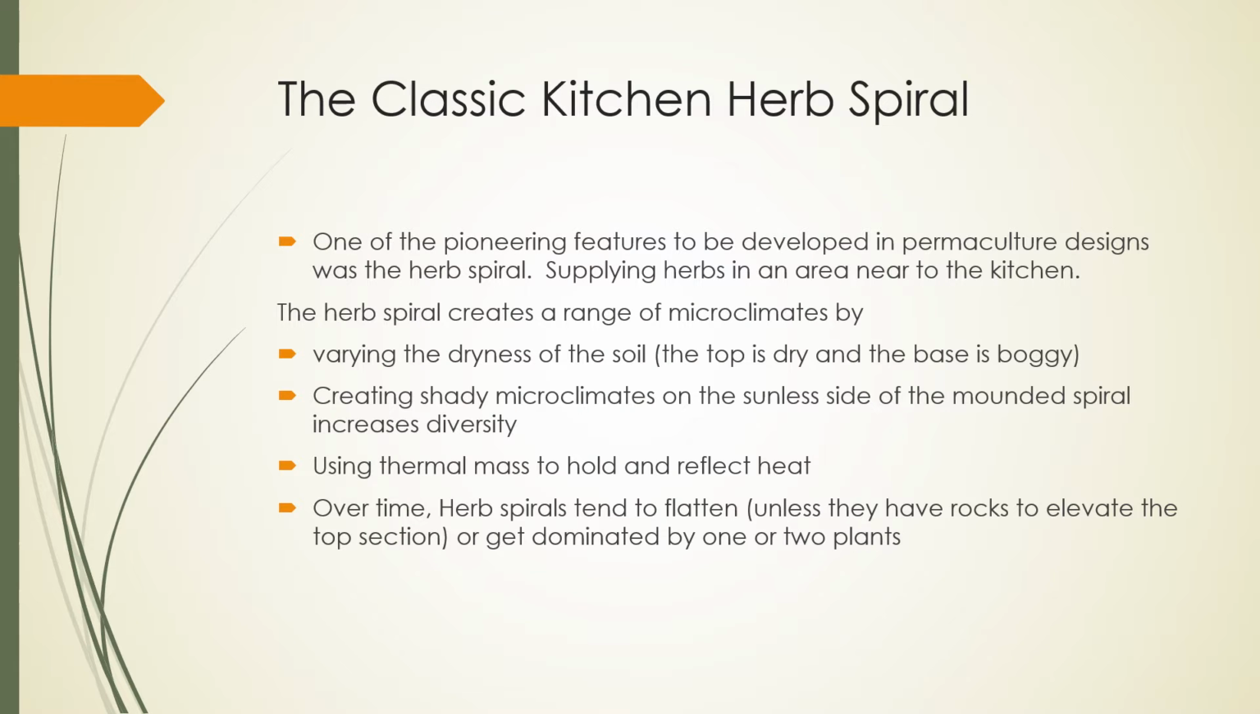The kitchen herb spiral was created to try and put a lot of elements in a small space. It's great for an intensive garden, and it allows different heights and different levels of moisture and shade for the different plants in one small area. It's a great exercise in microclimates.